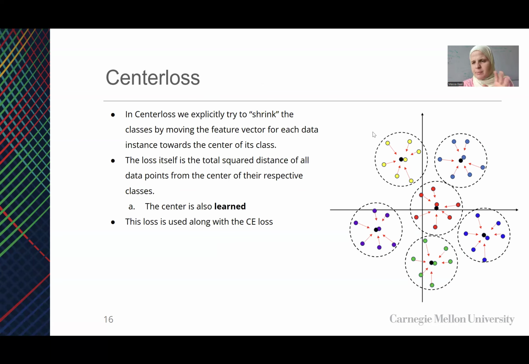In the center loss, we explicitly try to shrink the classes by moving the feature vector for each data instance towards the center of its class. The loss itself is the total square distance of all these data points from the center of their respective class. The center is also learned, so it's also a learnable parameter. This loss is also used along with the cross entropy loss. We can't use the center loss alone because it's really too small.